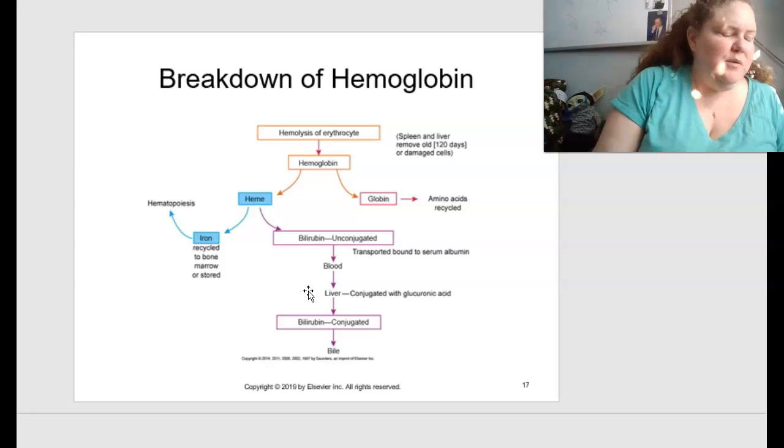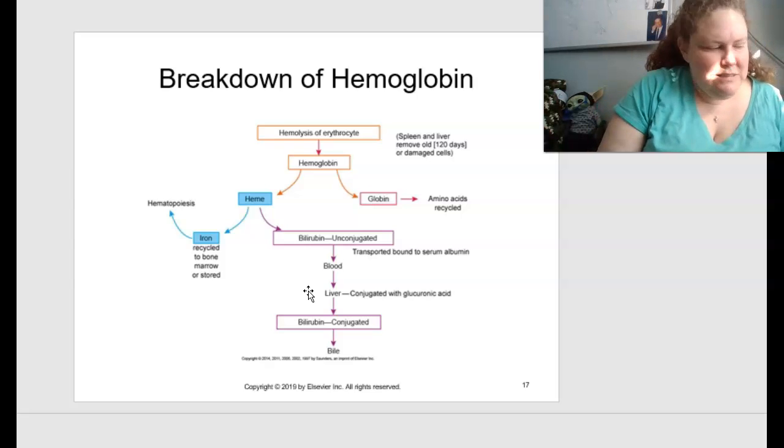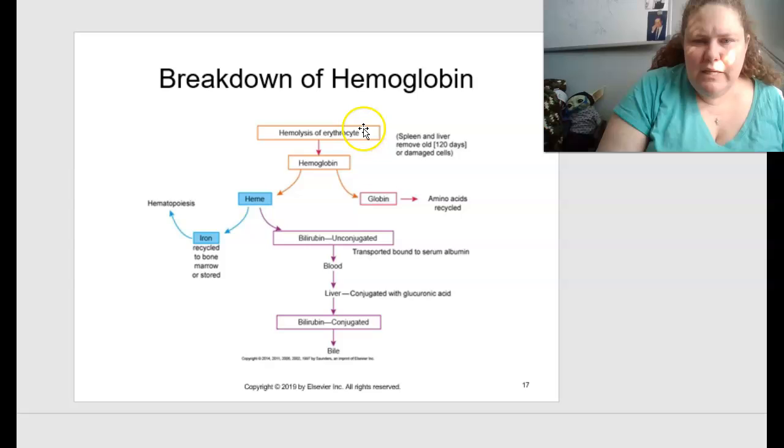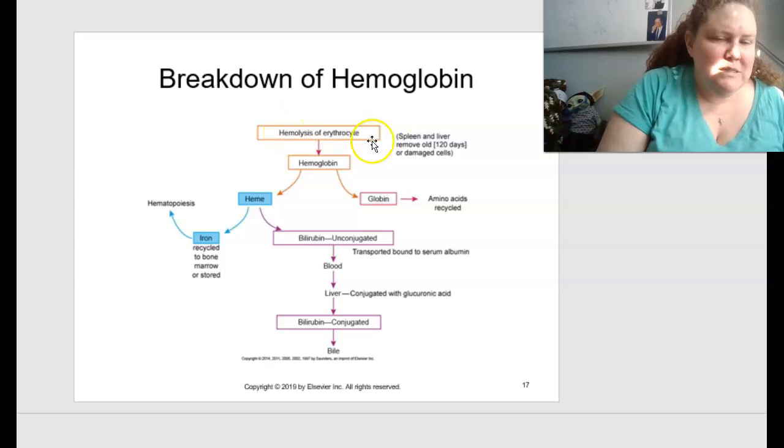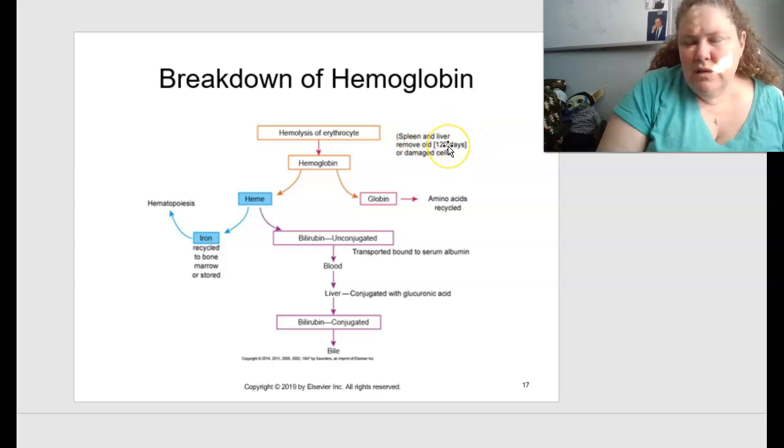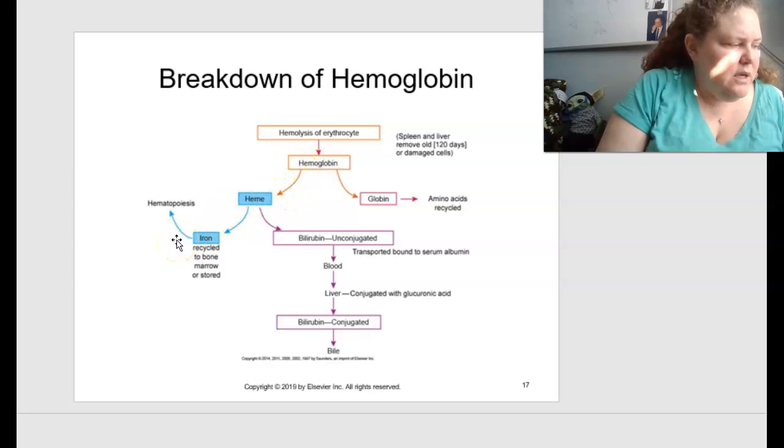All right, so when we talk about the breakdown of hemoglobin, this is figure 10.7 in your book on page 191. So basically you have your hemolysis of the erythrocyte. Again, break it down to your root word: to lyse means to break apart, and hemo means blood. The spleen and the liver remove old or damaged cells, and remember, the blood cells last about 120 days. When we break them apart, it breaks down to the hemoglobin, and we can break off the heme group and the iron group. The iron is going to be recycled back to the bone marrow to be either reused or stored.